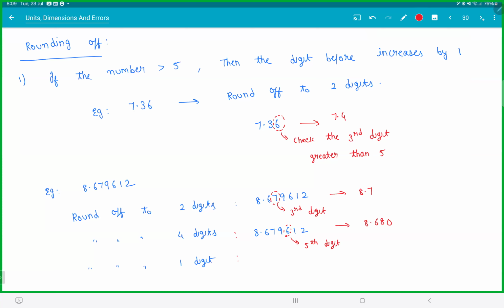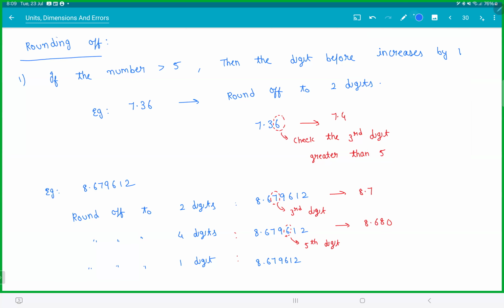That's 6. You have to put 1 for 9. But when you put 9 plus 1, it will become 10, so that 1 will go forward. That will become 8.680. This is interesting out of all the one digit ones. You don't care about the remaining trailing digits. You're getting it? If you say third digit, forget about 4, 5, 6, 7. Ignore them.